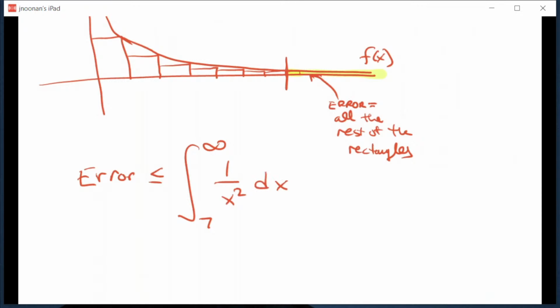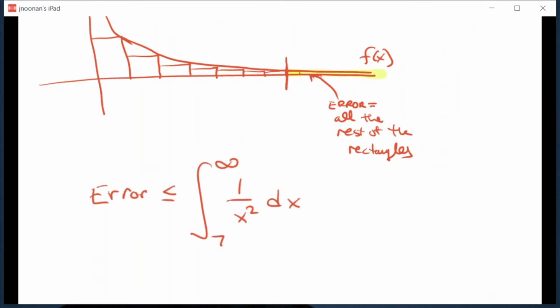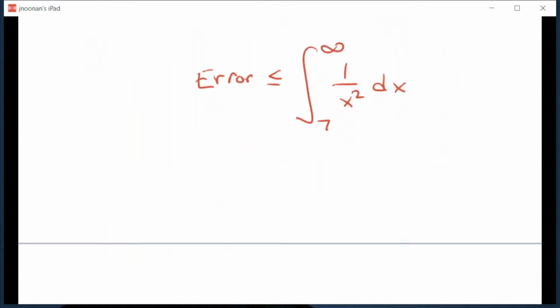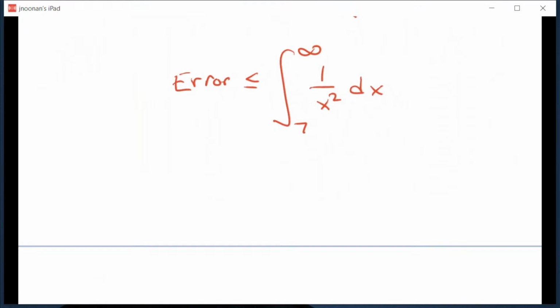Now, bear with me for a sec here. We're going to actually do this, but I'm going to move this over because I need to write one more thing here. Okay, so that error is going to be less than or equal to this. So let's see, how close can we expect to be? So this is going to be 1 over x evaluated from 7 to infinity, which is equal to 1/7. Well, that's not very encouraging. Did I do that right? I did do that right. So I can only expect to be within 1/7 of the true answer.